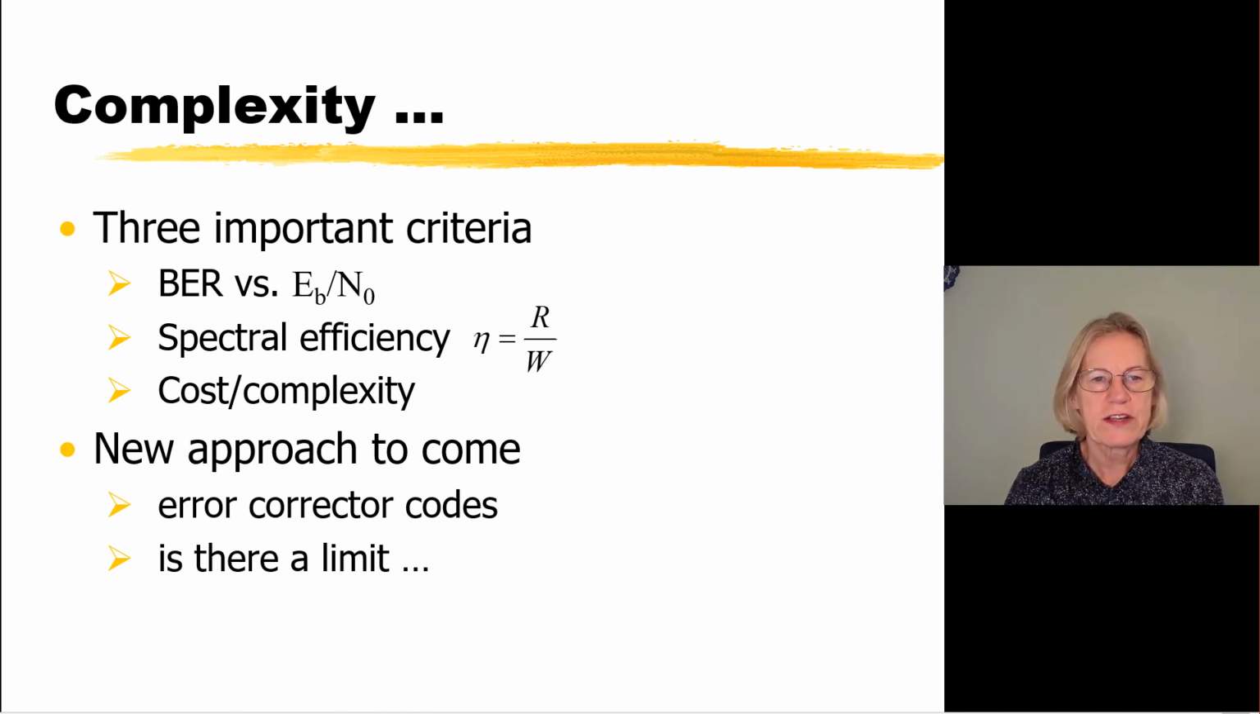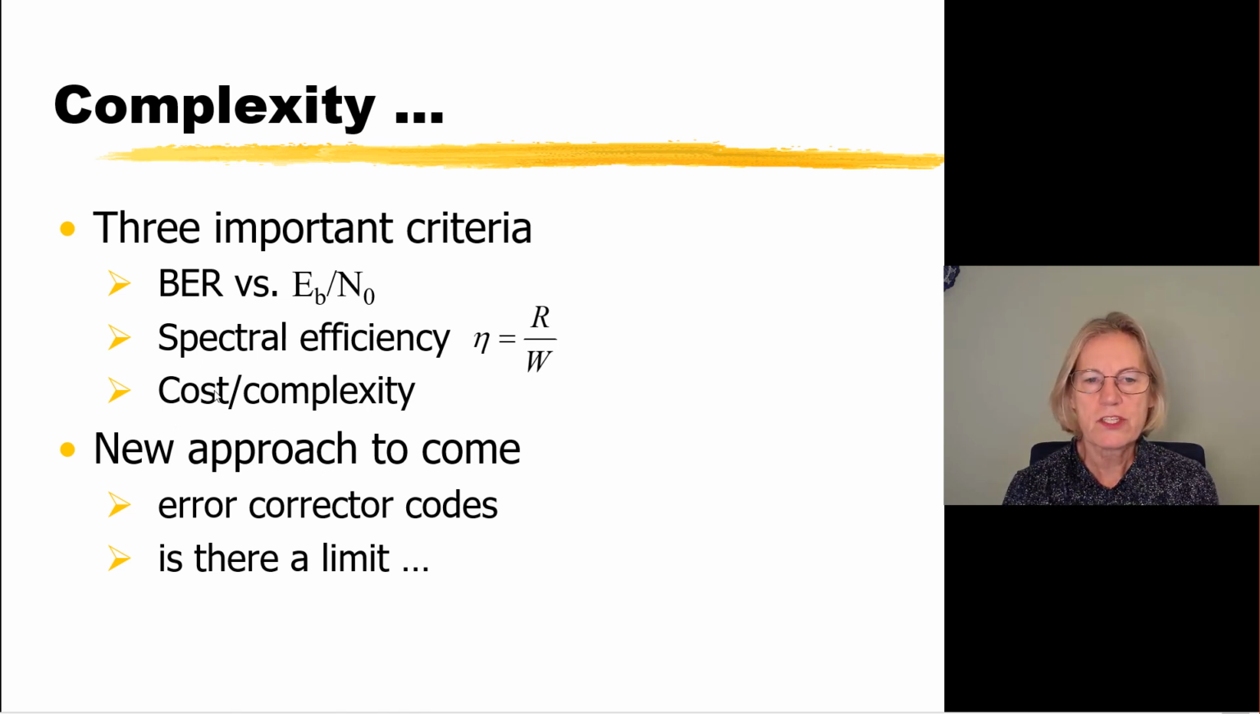The three important criteria were, of course, first, the bit error rate versus Eb/N0, or the power efficiency. Then the spectral efficiency, which we've defined rigorously now as the data bit rate divided by the occupied bandwidth. And the third item is cost or complexity. We've talked about cost. We've talked about less costly receivers, which are non-coherent and do not require a phase lock loop in order to recover the phase. But we haven't talked so much about just complexity.